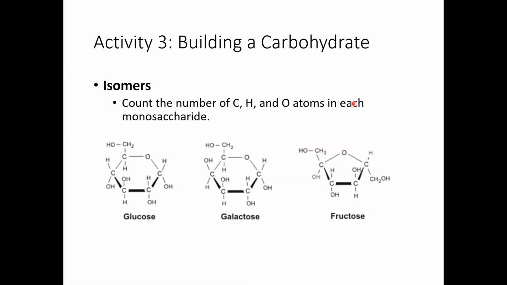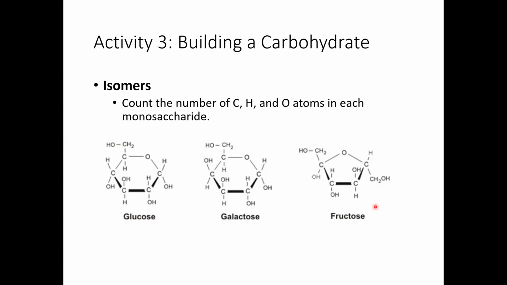So that's one example of isomers. Another example of isomers would be taking these monosaccharides, glucose, galactose, and fructose. If you were to write out how many atoms of carbon, how many atoms of hydrogen, and how many atoms of oxygen are found in each molecule of glucose, fructose, and galactose, you would see that they all have the same molecular formula, C6H12O6. So that's the molecular formula for all 3.